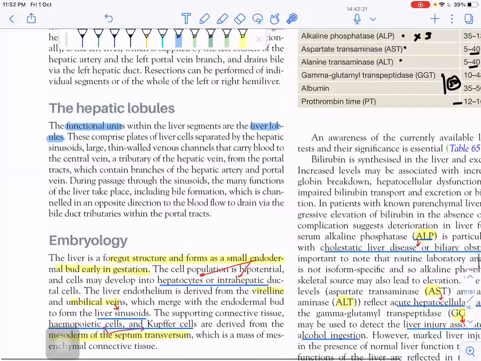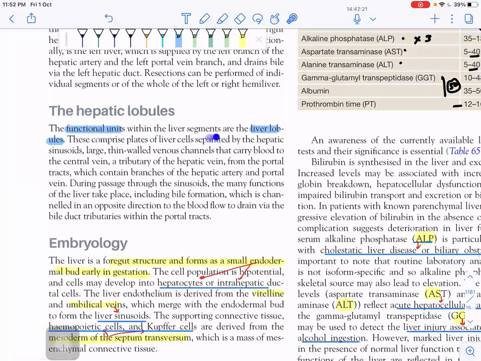Then the hepatic lobule. What is the functional unit of the liver? It is the liver lobule. The functional segment is the liver lobule.